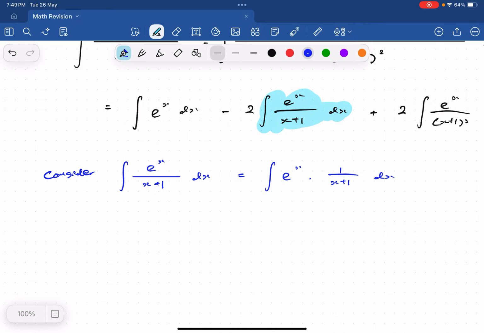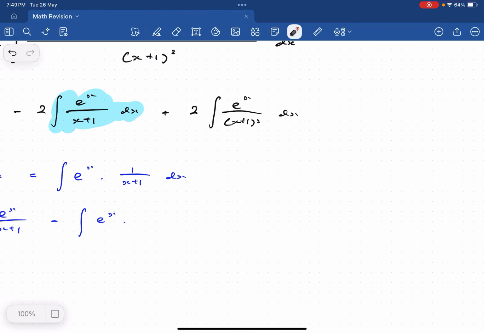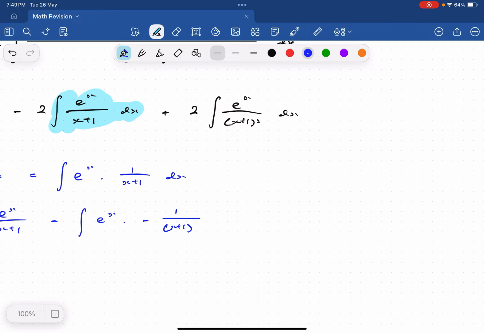So if I try to integrate this by parts, this is just going to be uv minus integral of v du. So if my u is 1 over (x plus 1), I want to differentiate 1 over (x plus 1). So this is just going to be minus 1 over (x plus 1) squared.